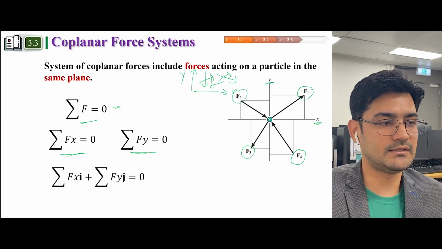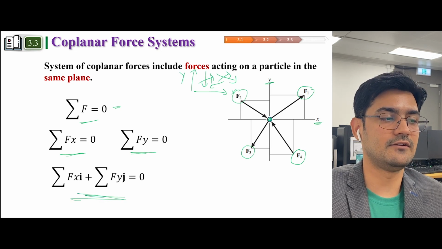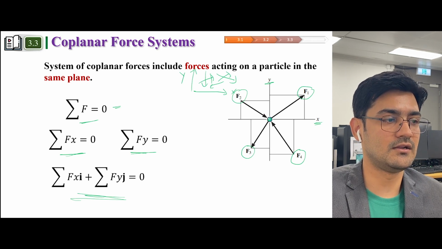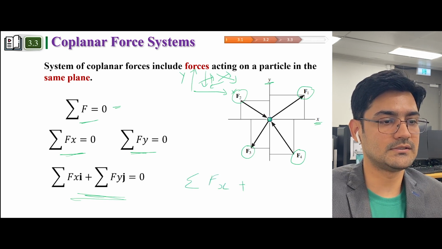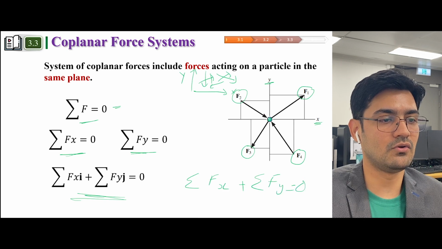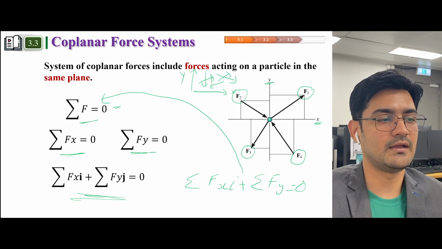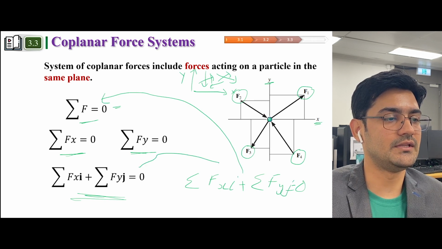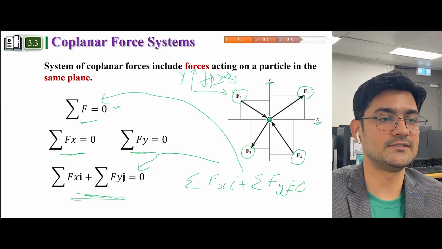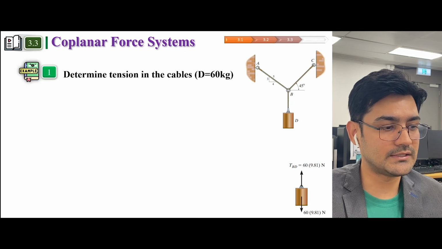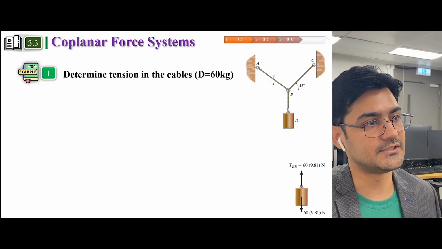And we can also write this down in terms of the Cartesian vector system. So this is basically the same as this one, but written in the form of the Cartesian vector coordinate system. So for example, you can write summation of Fx i plus summation of Fy j is equal to 0, as we have discussed in previous lectures. Okay, so now let's just do one example.